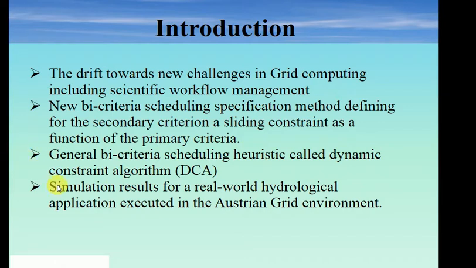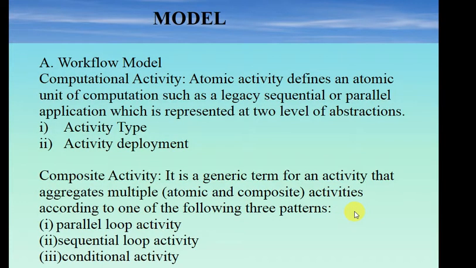Let's see what they have used for bi-criteria scheduling. They have used the algorithm called the dynamic constraint algorithm, with simulation results for a real world heterogeneous application executed in the Austrian grid environment. So let's start with the model and how it goes.